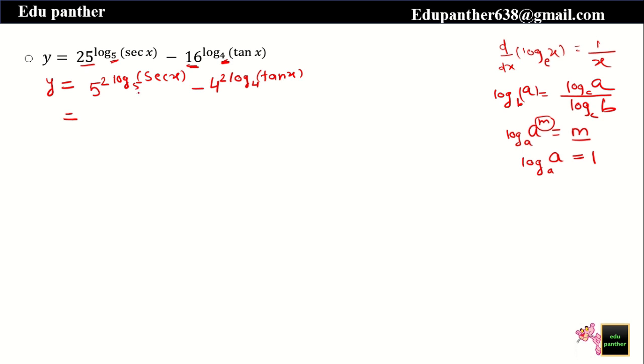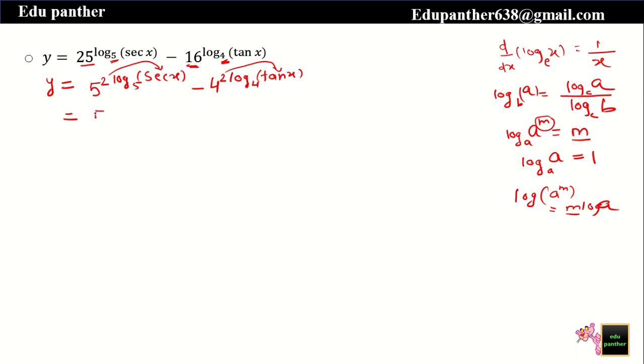Next, what property can we use here to simplify this term? Yes, using this property, log of a raised to m is m times log a. So if we have any power m, it will come down. Similarly, if we have any product term, it will come in the power of log. So here 2 is multiplied, so it will come in the power of this sec x. Similarly, this 2 will come here in the power of tan x.